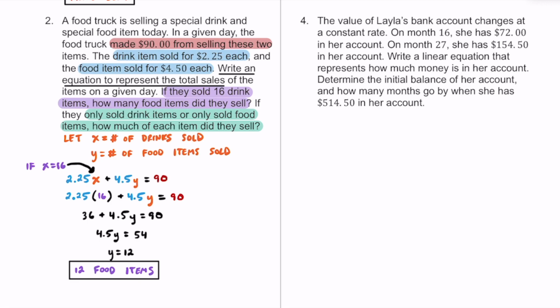All right, for this last question, it's asking what if we are only selling drink items, or we're only selling these food items?